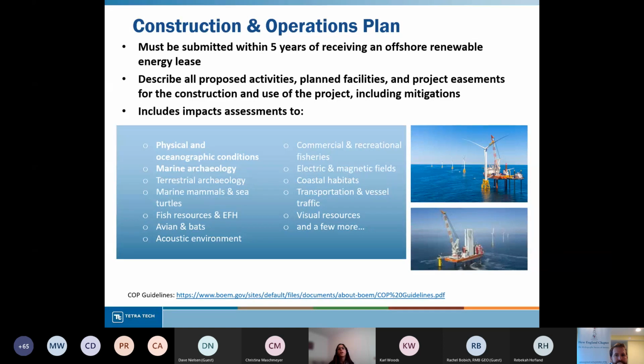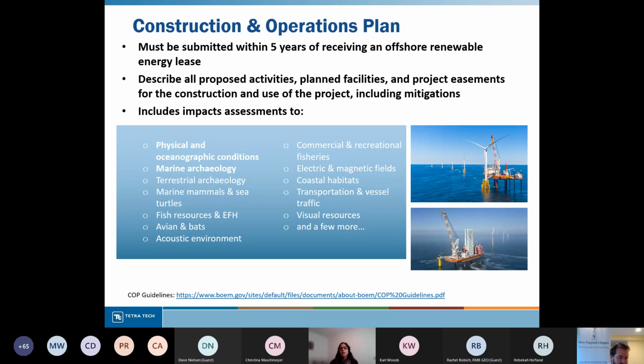The COP describes all of the activities that go into installing an offshore wind farm, operating, and later decommissioning an offshore wind farm. And then it has a much more thorough assessment of all of the resources that could be impacted. There's a lot more potential resources that could be impacted because this is a document for the entire project. So the offshore portions, the offshore cable route, and the terrestrial portions. Whereas the SAP is a document for just that tiny spot where the buoy is going to go.